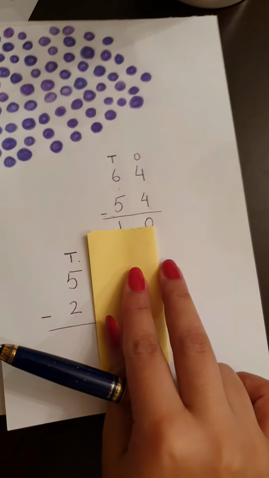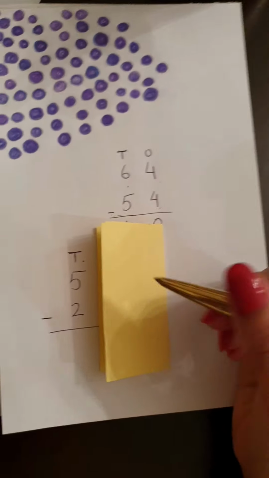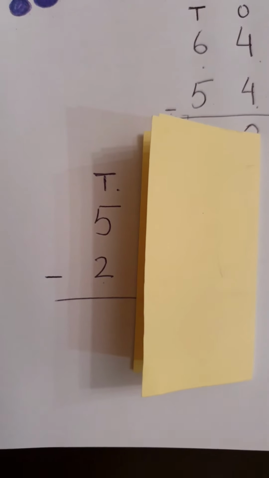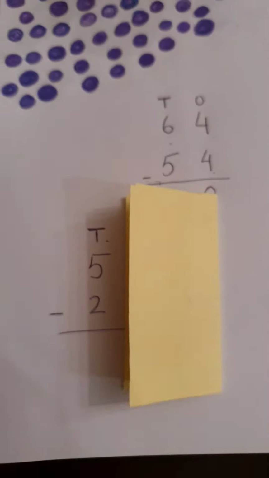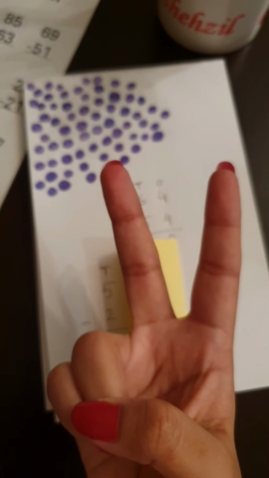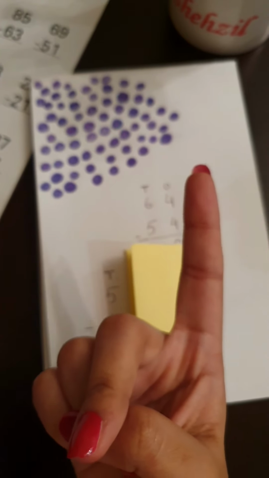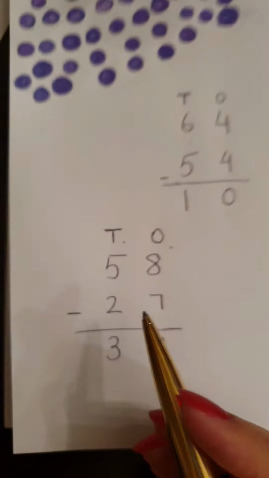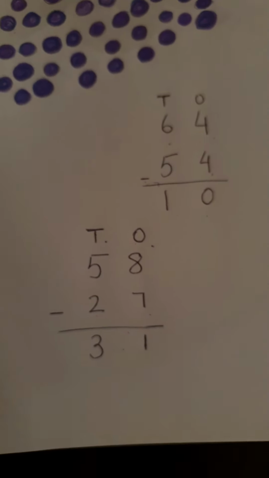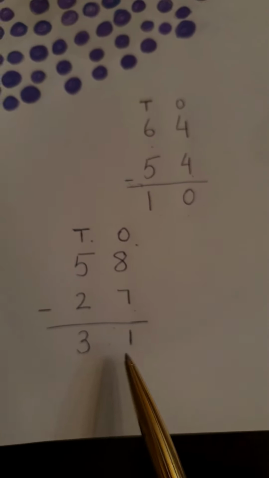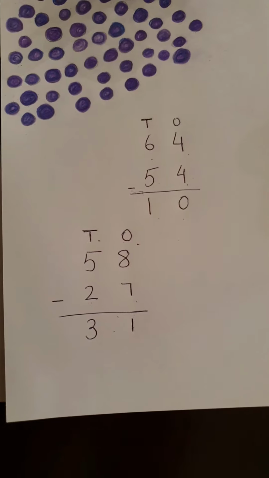Now guys, I will cover my ones column and I will only focus on the tens column. Let's see. On the tens side, we have 5 minus 2. So I will put 5 in our mind, and what will we do? We will take 2 fingers out and we will count backwards from 5. So we have 4 and 3. So let's write 3 over here. Now let's see. 58 minus 27 is equal to 31. There we go guys. Wasn't this easy and fun?